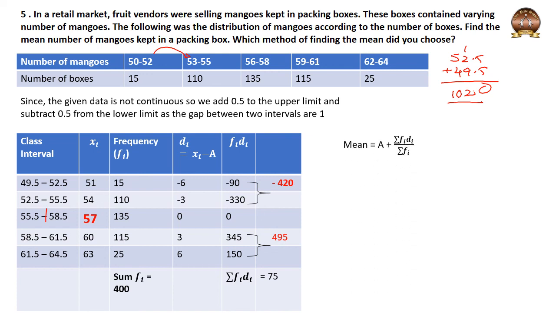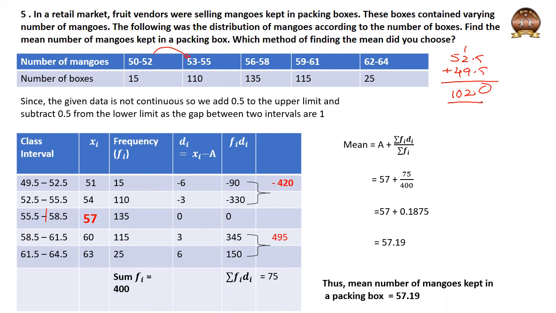The formula for the mean is a plus summation fidi upon summation fi. That is 57 plus 75 upon 400. If you divide 75 by 400 separately, it is better to match your answer with the board's answer key, and add it to the integral value. So 75 divided by 400 gives 0.81875, and therefore, when you round off, you get 57.1875, which is approximately 57.19. Thus the mean number of mangoes kept in a packing box is 57.19.